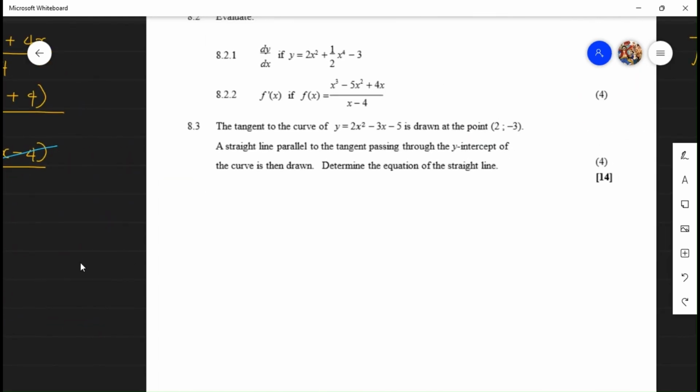So we have question 8.3. The tangent to the curve of y equals 2x squared minus 3x minus 5 is drawn at the point 2 and negative 3. So two important pieces of information. This curve is a parabolic function. More specifically, a positive parabolic function or an a greater than 0 parabolic function, meaning that it is going to have a smiley face shape. Next, we need to understand that there is a tangent to this parabolic function, and the tangent and the parabolic function touch at the point 2 and negative 3.